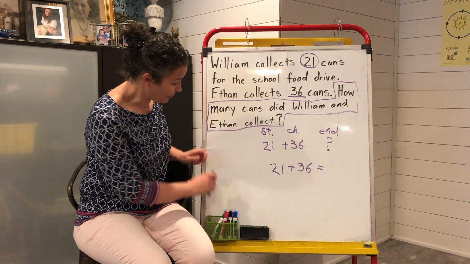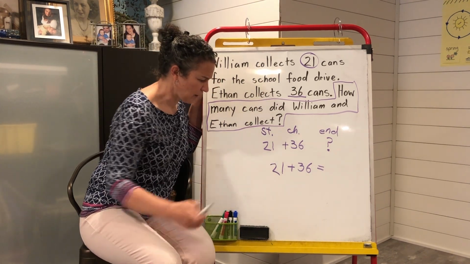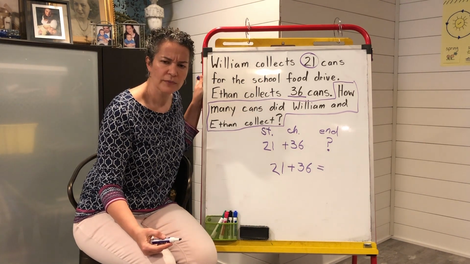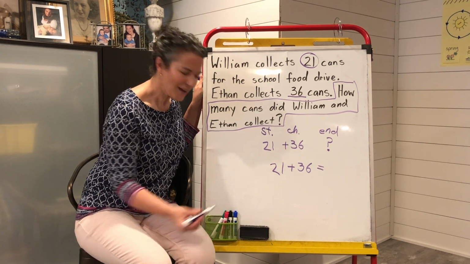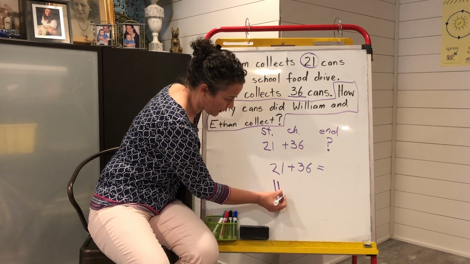So let's draw a quick pick. 21. Let's do it underneath. All right, my friends. 21. How many 10s are in 21? Yes, and we need two 10 rods. 10, 20, and 1, 1.